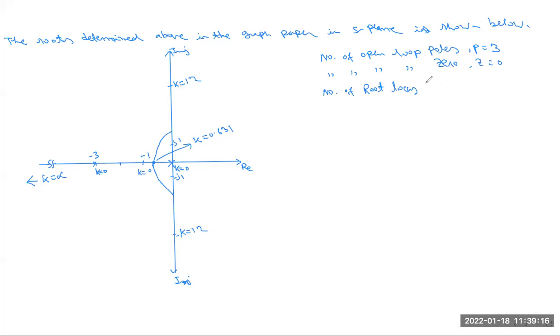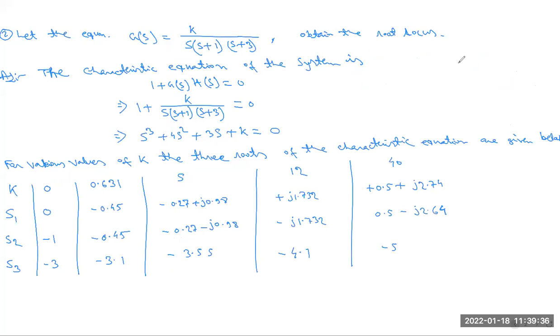Number of root locus branches. We have to represent that as n equals 3, because the number of poles and the number of branches are the same. So it is clear, all of you. This problem is clear, all of you.